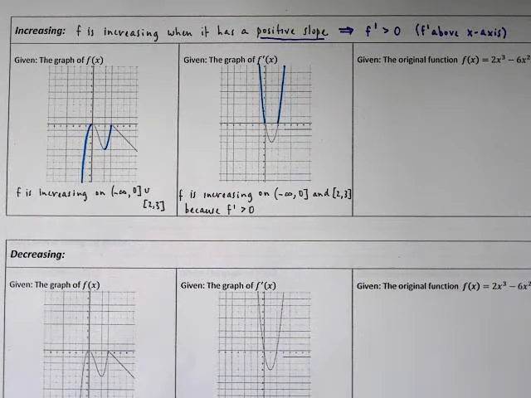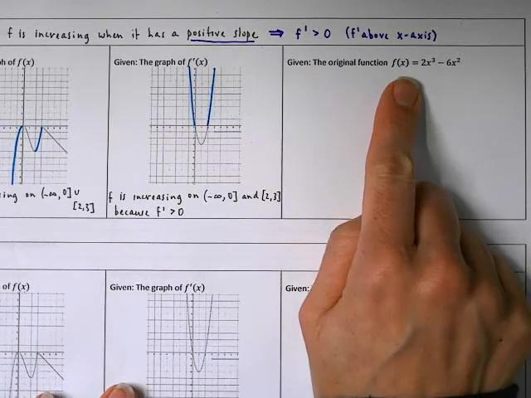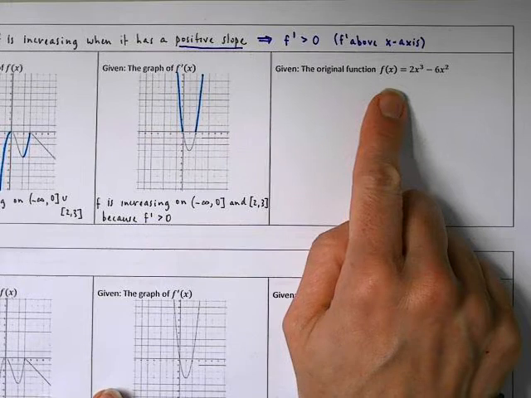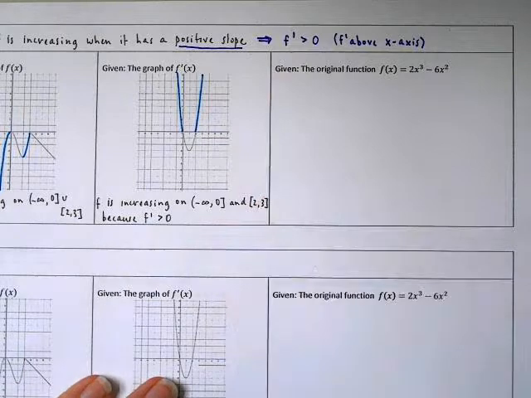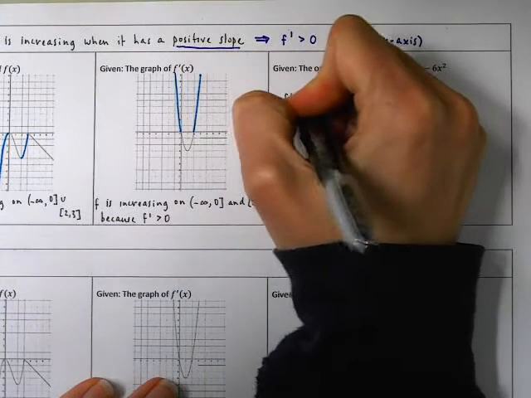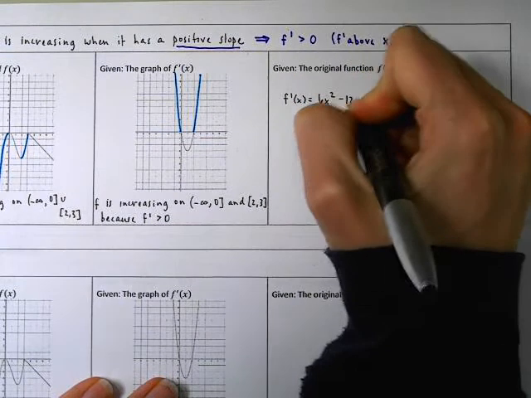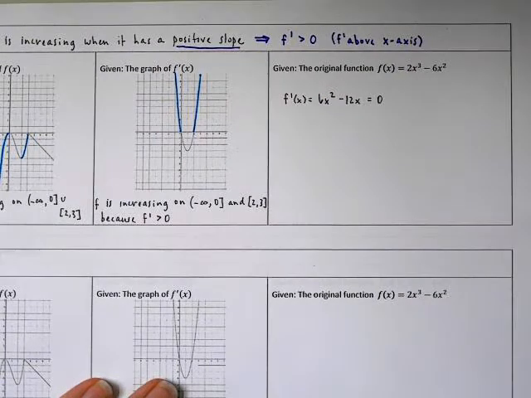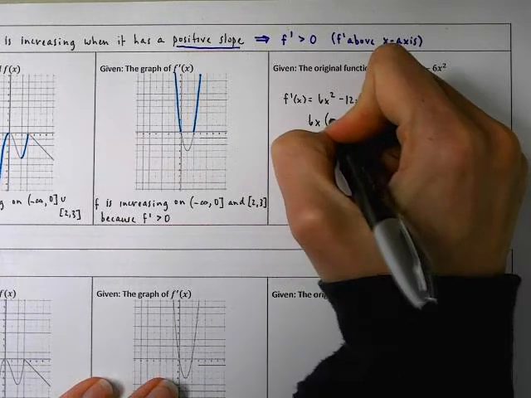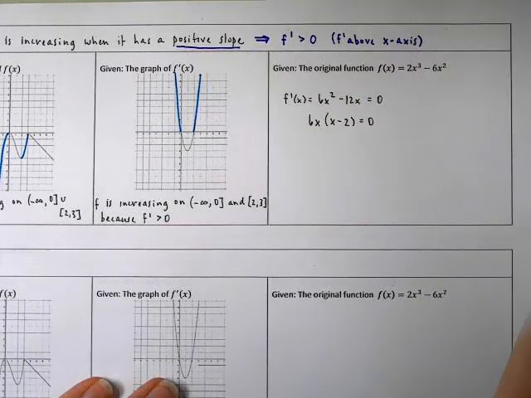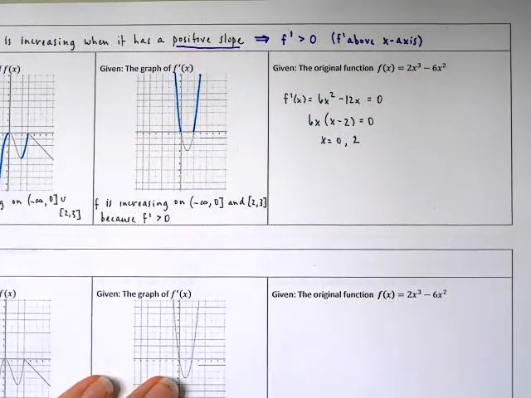Now, let's see how we would do this if we're given the actual function. So in this case, I'm given the function for f, and I have to find out when it's increasing. Again, we're going to use this idea that we're increasing when the derivative is greater than 0. So our first step is to find the derivative. So we've got 6x squared minus 12x, and I want to know when that's equal to 0. So I'm going to factor out a 6x, and I get x minus 2. So that means I'm equal to 0 when x is equal to 0 or x is equal to 2.